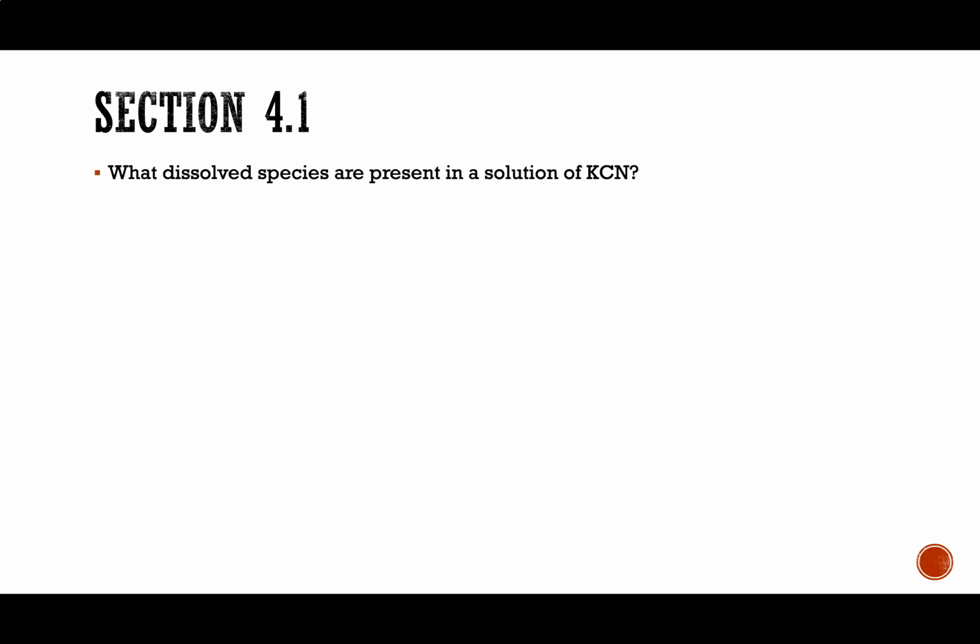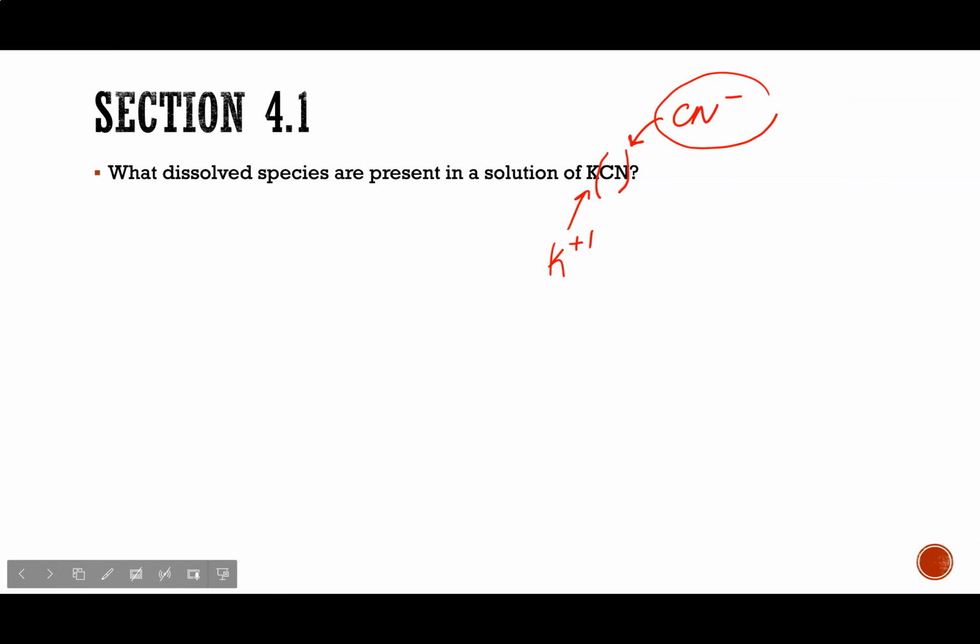First, we're going to start with our dissolved species. So here, if you do not recall, CN is a polyatomic ion referred to as cyanide. K is going to be a metal with a +1 charge. CN is going to be a non-metallic polyatomic ion that's going to have a charge of -1.